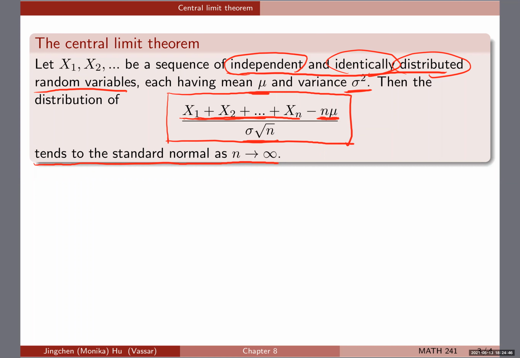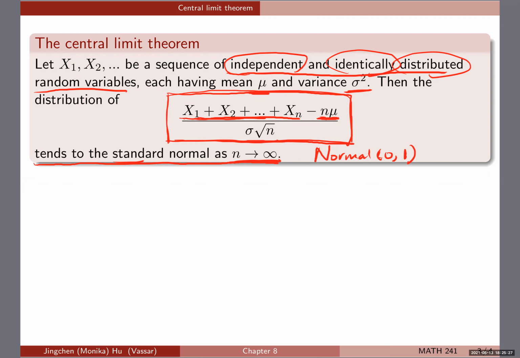The standard normal, don't forget, is the normal distribution centered at 0, with mean 0 and variance 1. As n goes up to infinity, of course, you don't need a super large n. Usually when n is as large as 30, this result holds. So again, we're looking at a particular random variable, which I put in the box here. This random variable is the sum of these n random variables minus n times mu, divided by sigma times the square root of n.